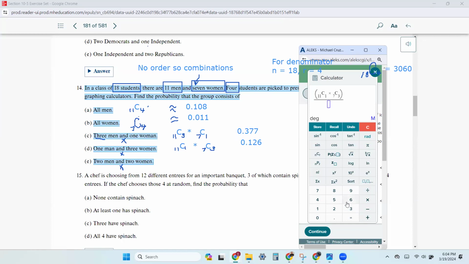All right. And then the denominator is the 18C4, which is the 3060. And see, there we got it. Same one. The 5 gets bumped up to 6.